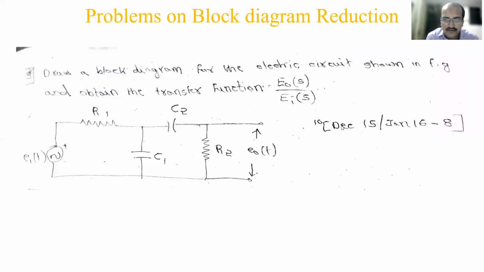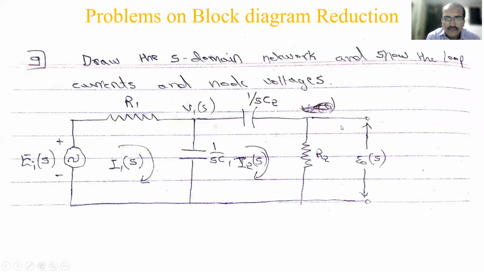Just revise it. Converted into Laplace transformable network. So resistor into resistor, capacitor is there 1 by SC, and whatever time domain is there, we'll convert into Laplace domain. So EI of S, E naught of S. Then we have written the equations of the node and branch, and then we have written the individual block diagram, and then we have grouped it.